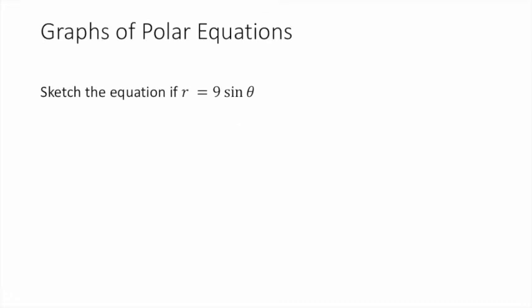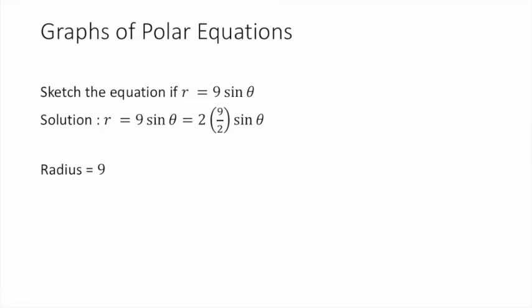Okay, in this section, I will discuss how to graph a polar coordinate equation. For this example, I will use R equals 9 sin theta. For the solution, we can write R equals 9 sin theta equals 2 times 9 divided by 2 sin theta. So the 2 we can ignore. For this equation, we get R equals 9, and the center of this graph is at 9 divided by 2.